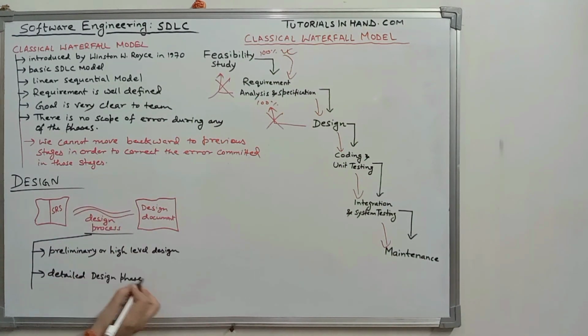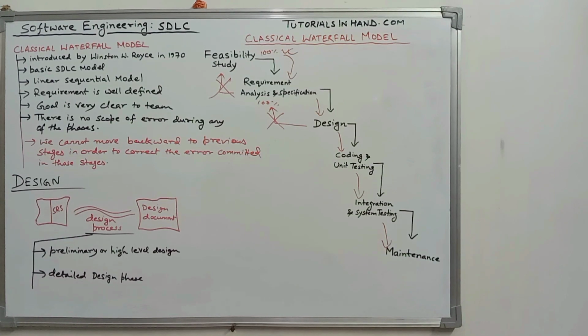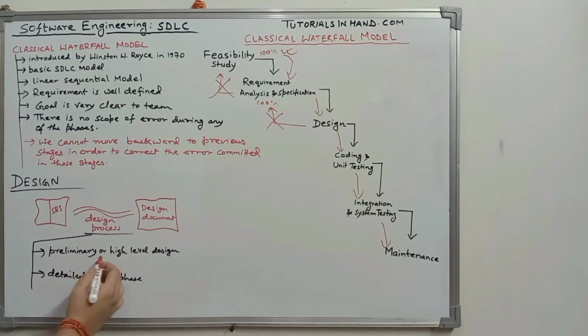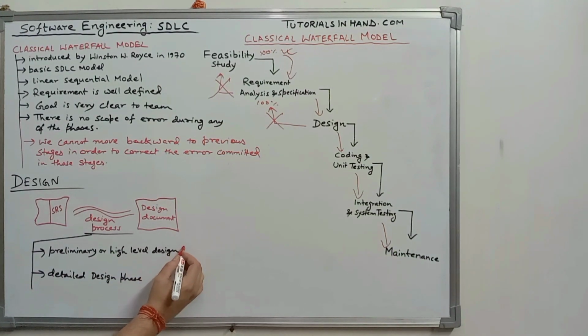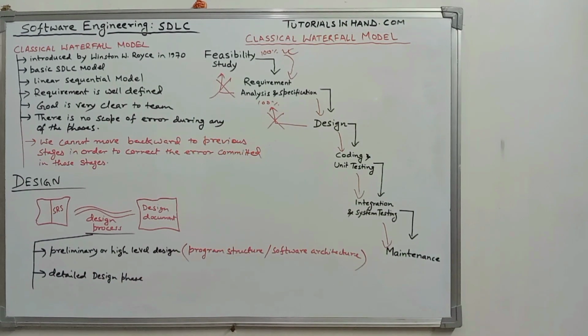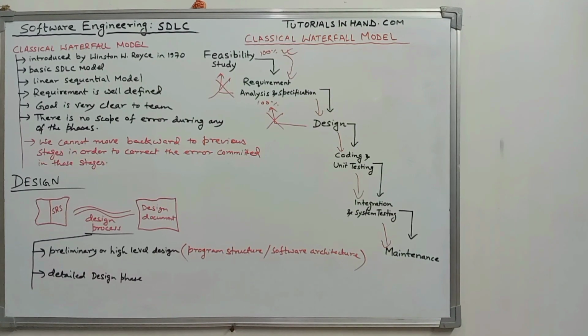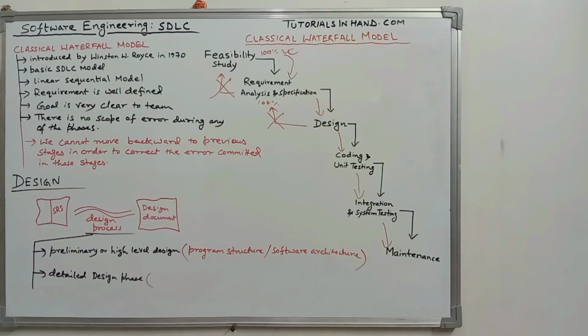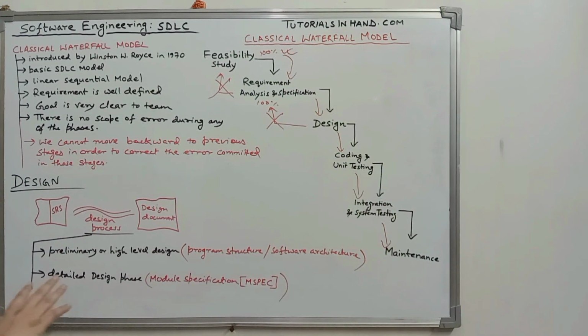In the first, preliminary or high level design, we create a program structure or software architecture. In this preliminary or high level design, we achieve what? Program structure or software architecture. And during the detailed design phase, what do we get? We get module specification.